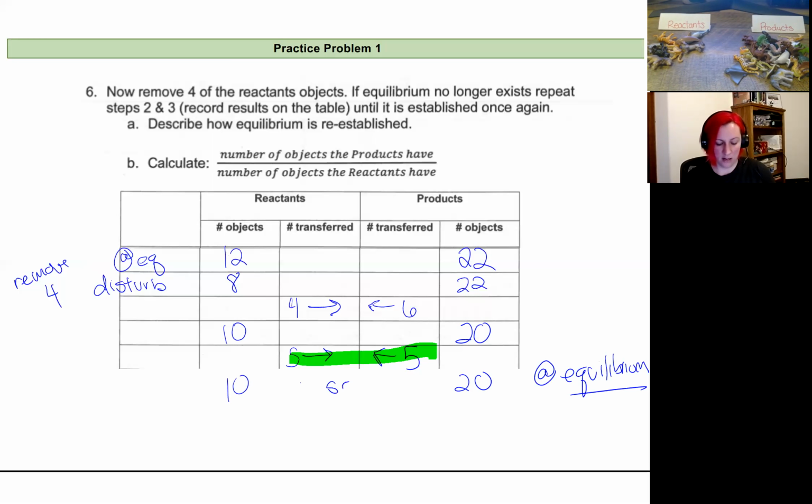So let's try to characterize this as products over reactants and compare. This time I have 20 over 10, which is exactly 2. So I'm getting the same ratio again and again, no matter how much I make changes, no matter what I start with. And that is the essence of dynamic equilibrium.